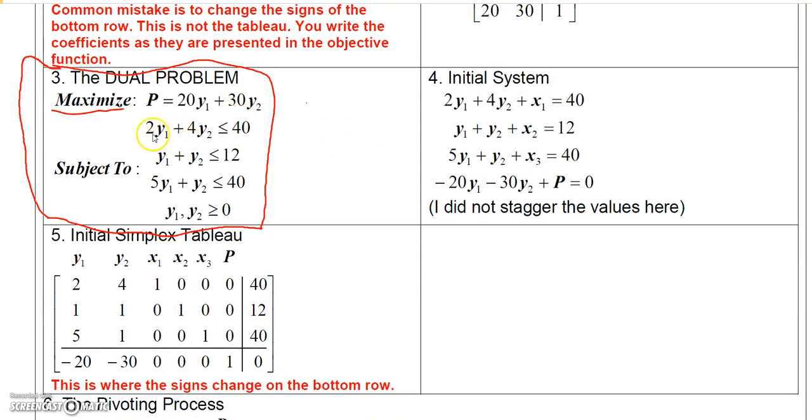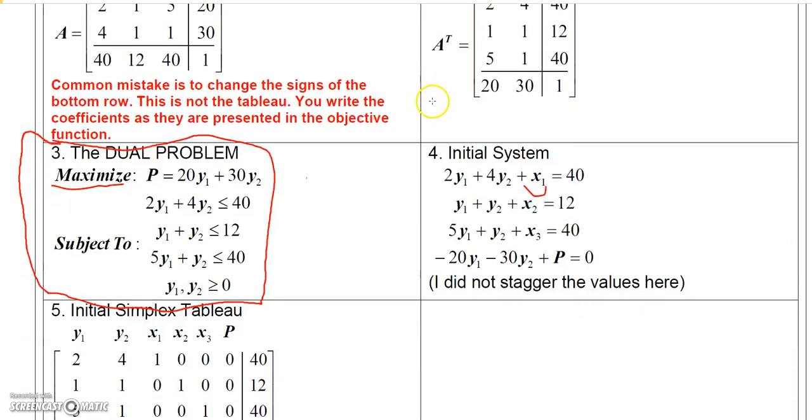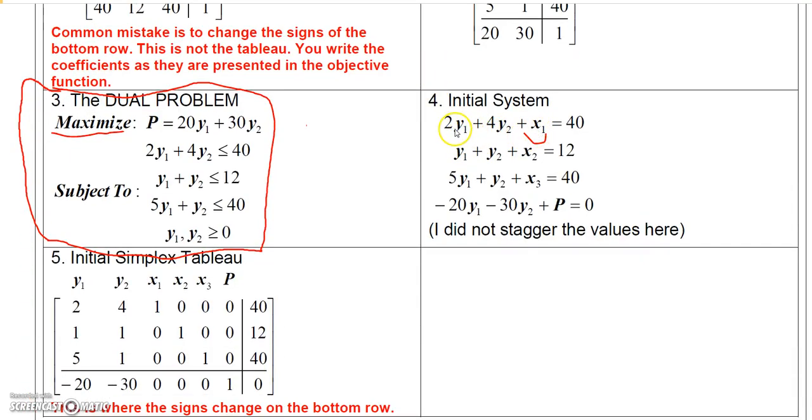So remember, we take our first constraint and we add the first slack variable to it, which actually is going to be the decision variable from the original problem. So remember, from up here we had x1, we had x2, we had x3. So we're going to add x1 as our slack variable to the first constraint, and we'll get an equation, 2y1 plus 4y2 plus x1 equals 40. And then to our second constraint, we're going to add x2 to that, so we'll get y1 plus y2 plus x2 equals 12. And then our third constraint, we're going to add x3 to that, and we'll get 5y1 plus y2 plus x3 equals 40.